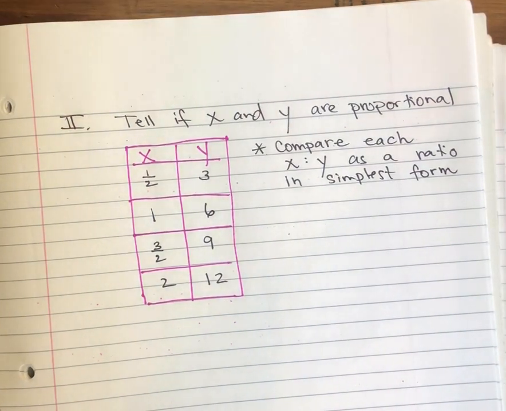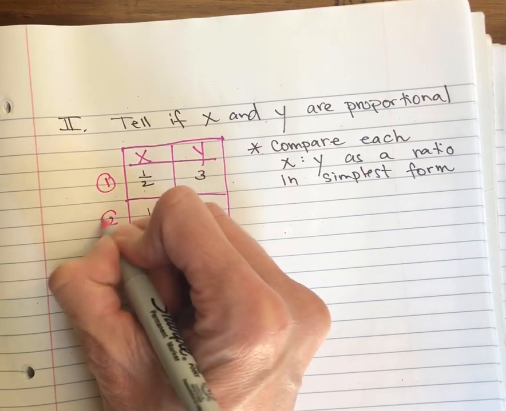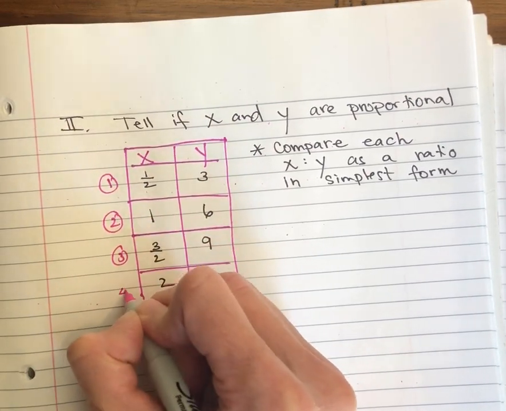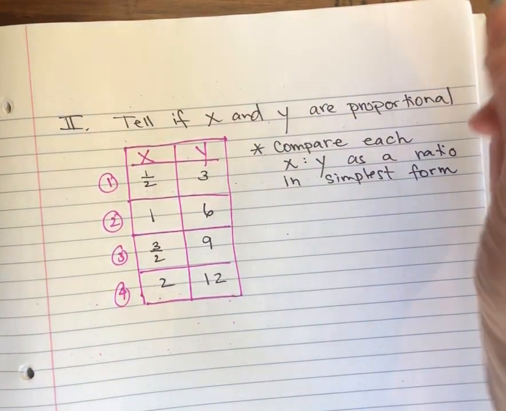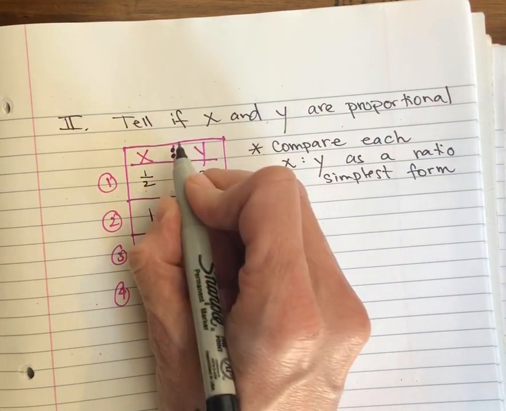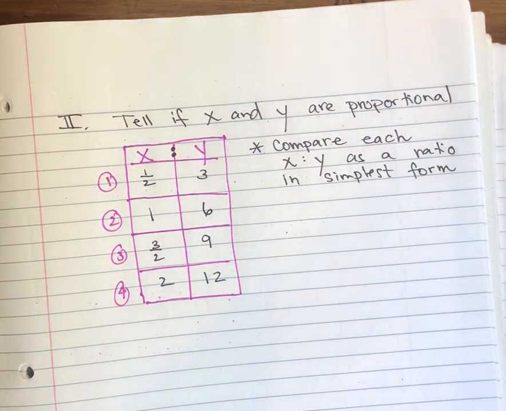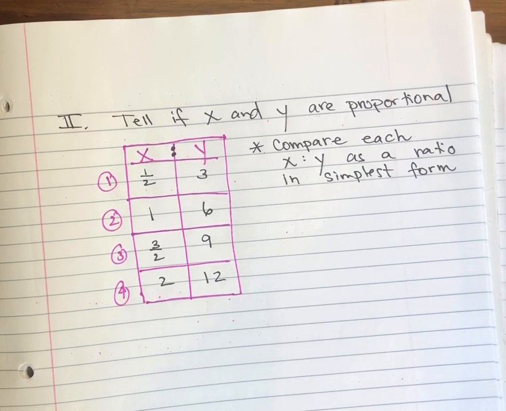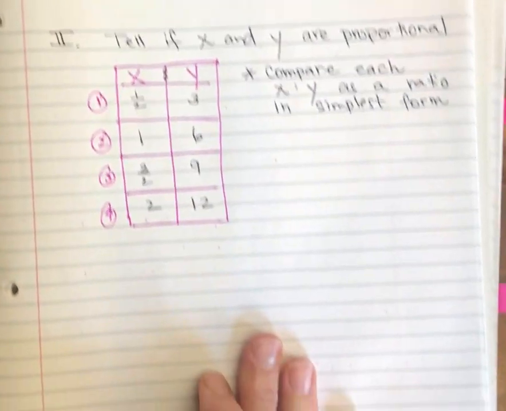Okay, so in other words, we have 1, 2, 3, 4 sets of numbers that you're going to need to compare. So if we want to think of it as putting in our colon here, we have 4 ratios that we have to write, and then we need to make sure all 4 of those ratios are in simplest form. Okay, so I'm just going to number these 1, 2, 3, 4 just to stay organized.